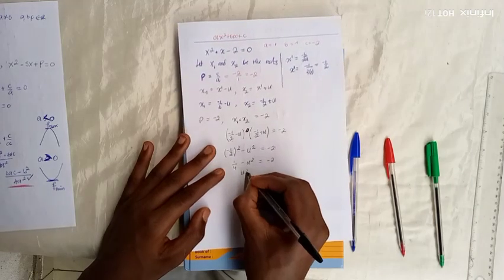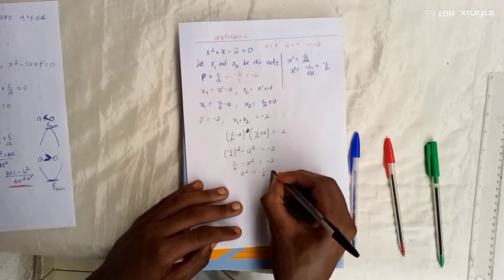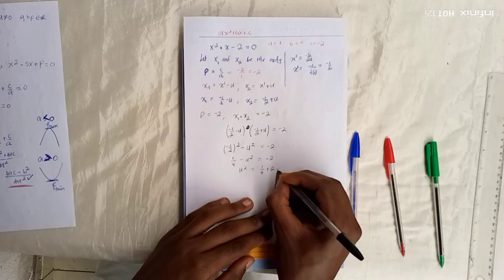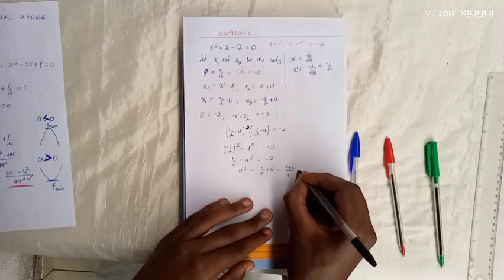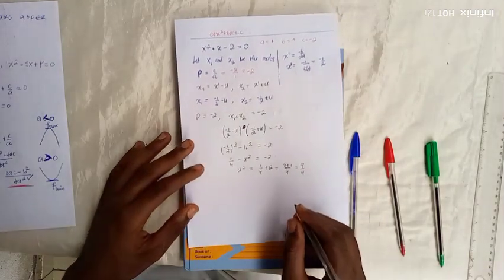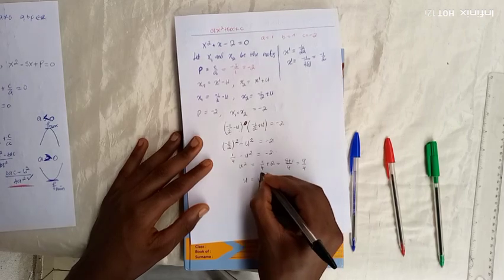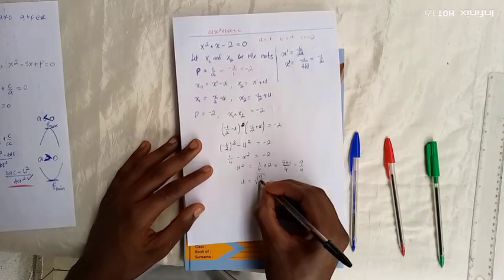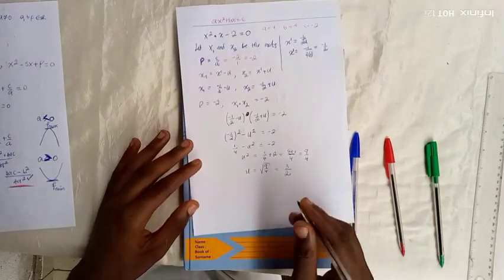From here, if you make u squared the subject of the formula, you get 1 on 4 plus 2. Basically, this will give you 8 over 4 plus 1 over 4, which is 9 over 4. In that respect, my u will be the square root of 9 over 4. I'm going for just the positive value of u. The square root of 9 is 3. The square root of 4 is what? 2. Voila. So that's my u.